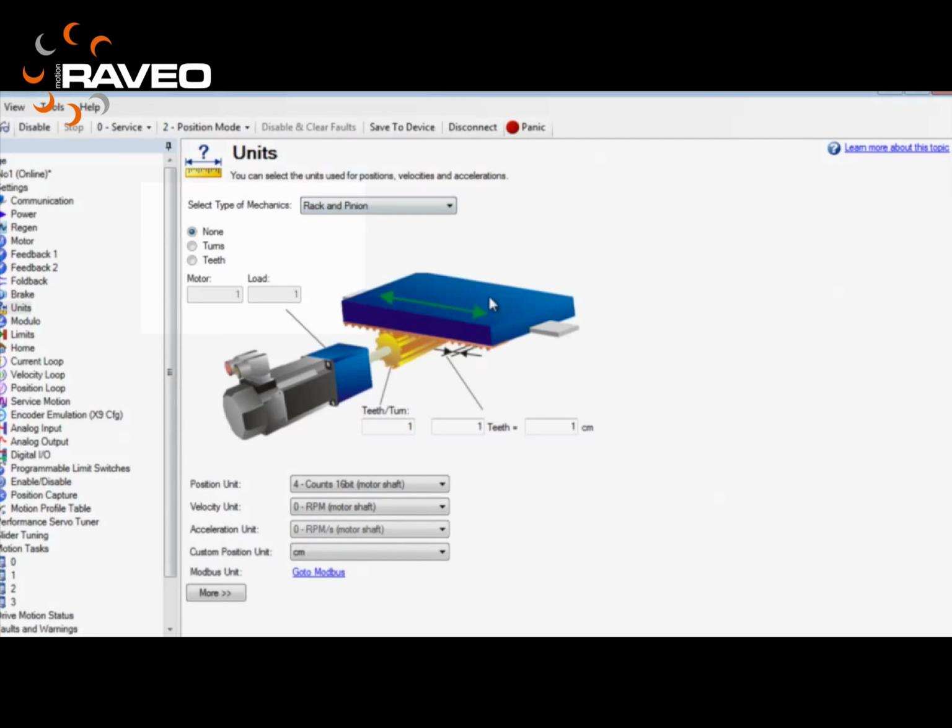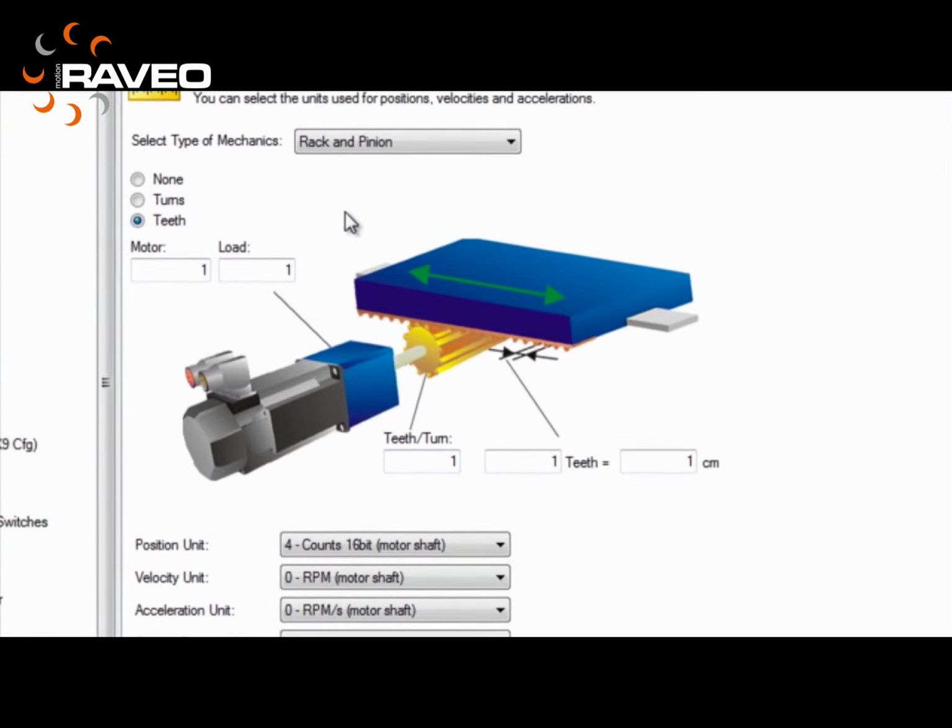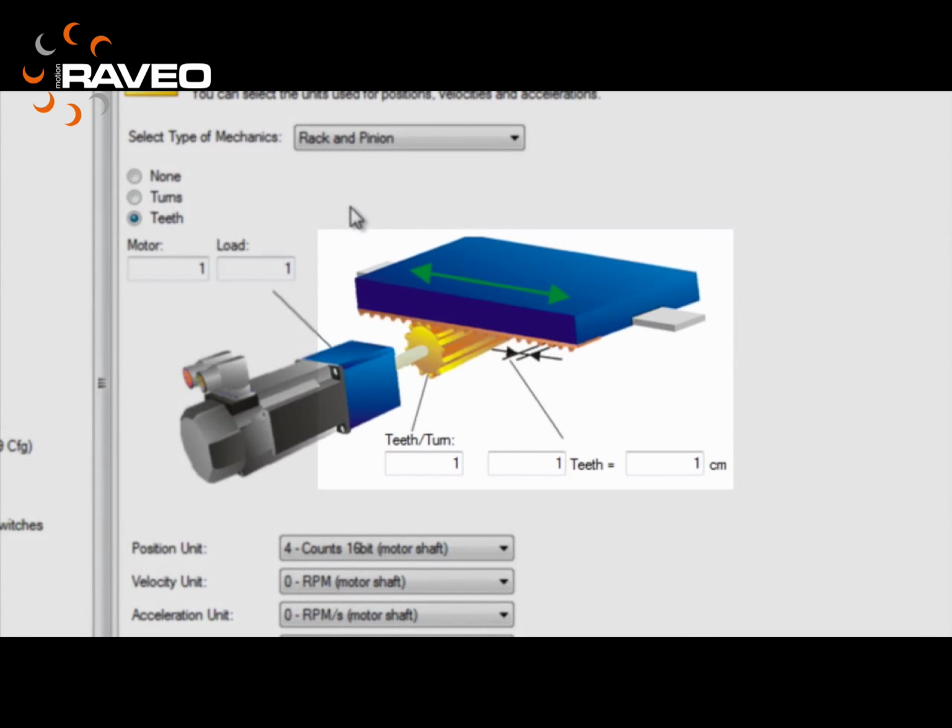Setting up the gear ratio for a rack and pinion is the same as all other units. The ratio can be set up with motor turns to load turns or motor teeth to load teeth. Teeth per turns is the number of teeth on the drive pinion. Teeth per distance can be set for a single tooth equal to distance or a number of teeth equal to a given distance.